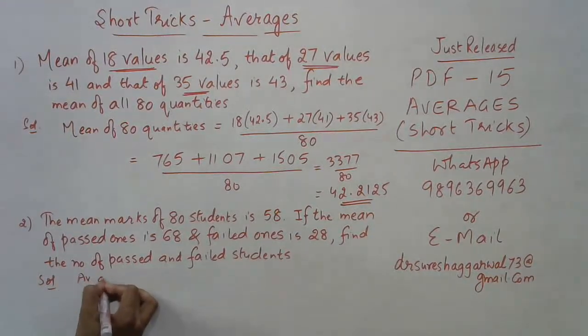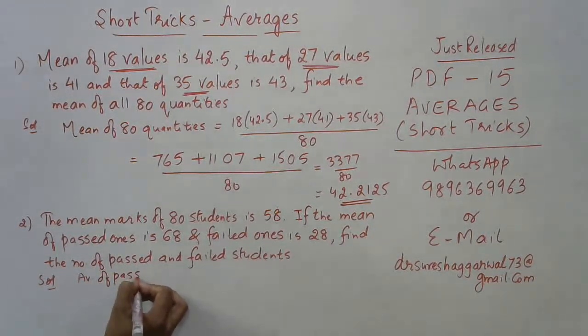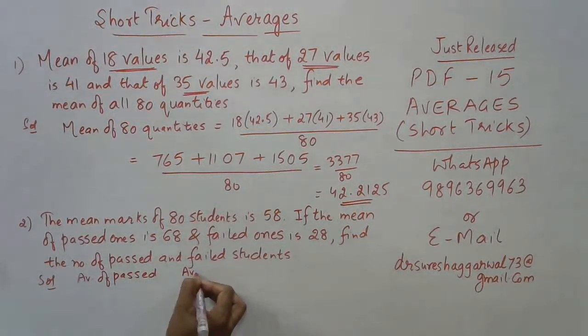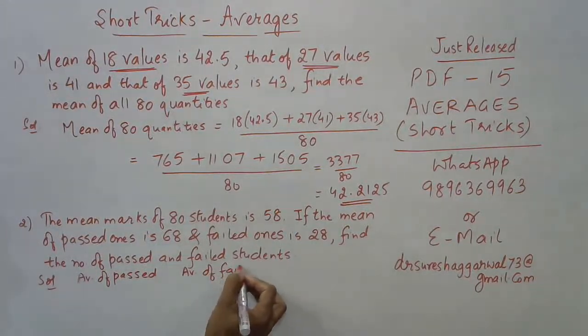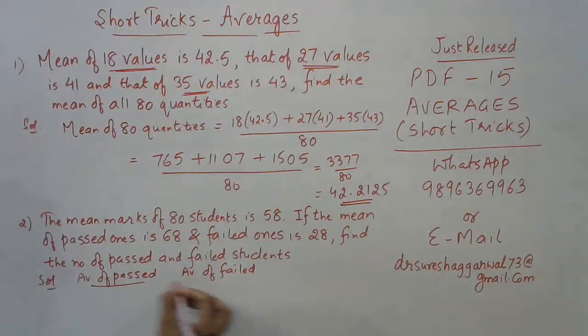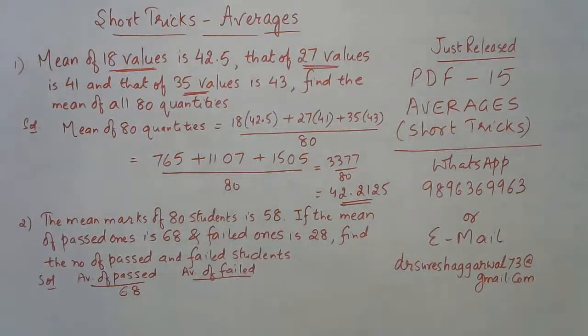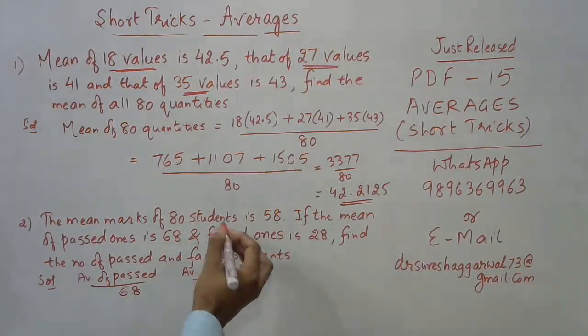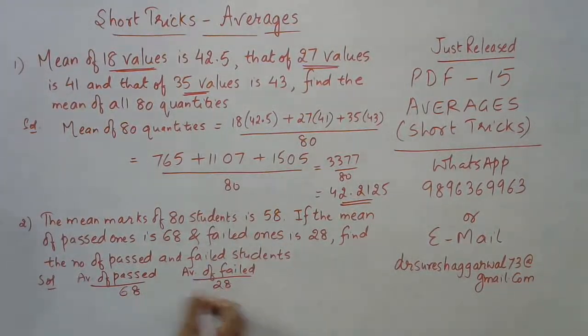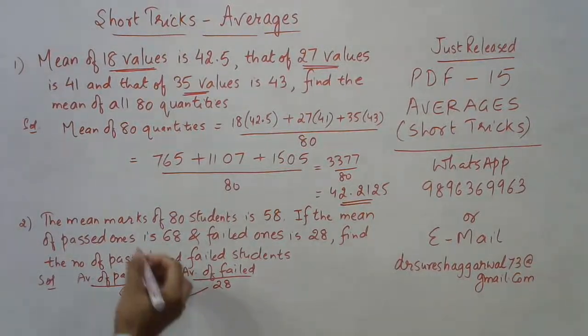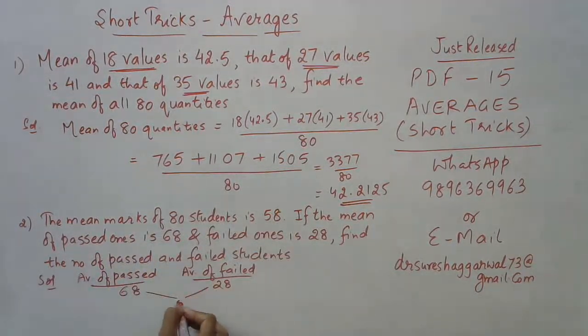Average of the passed candidates and average of the failed candidates. So these are the two things. And what are the averages which are given here? Let's use the alligation method. So the passed average is 68. So let's write 68 here. And the failed average is 28. And the mean, that is the overall average, is 58.